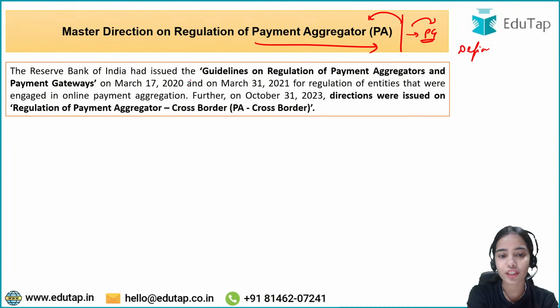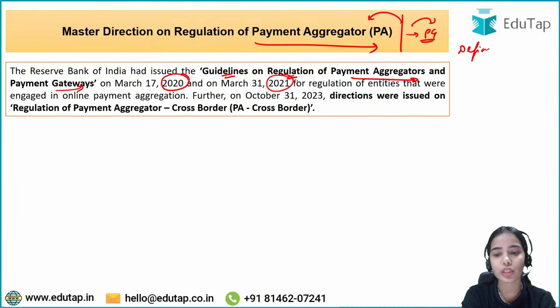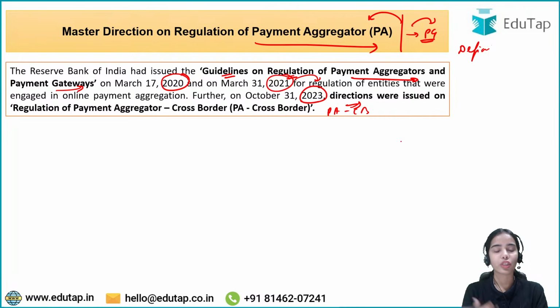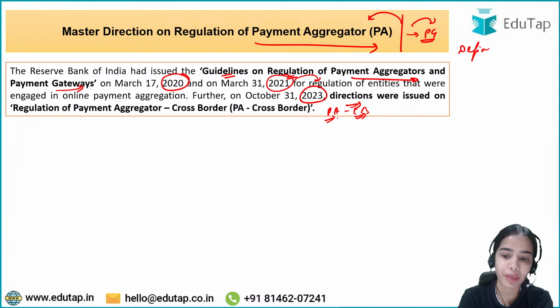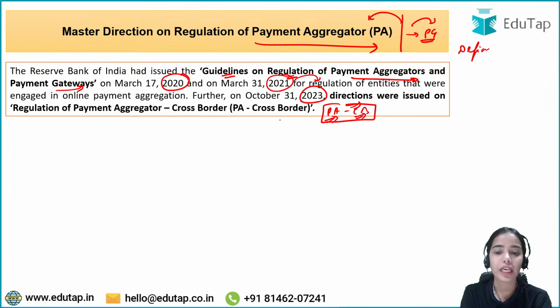RBI had issued guidelines on regulation of payment aggregators and payment gateways in 2020, and in 2021 there were also regulations released for payment aggregation. Later, in 2023, directions were released for payment aggregator cross-border. For cross-border transactions also there can be payment aggregation, and the payment aggregator cross-border directions were released in 2023.